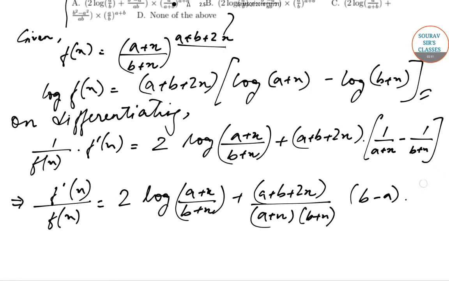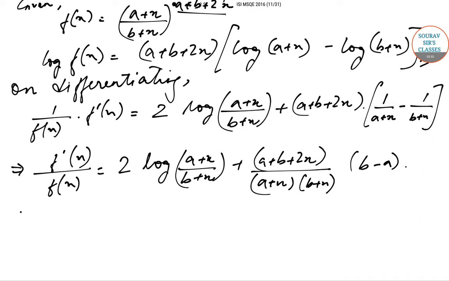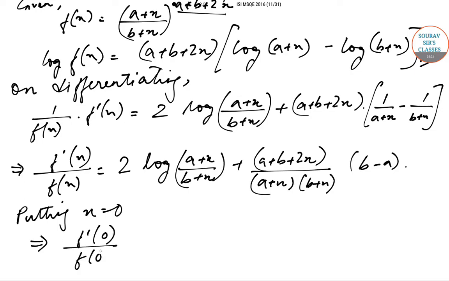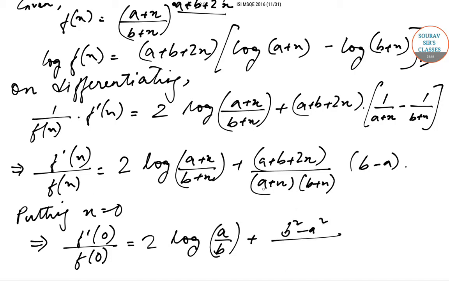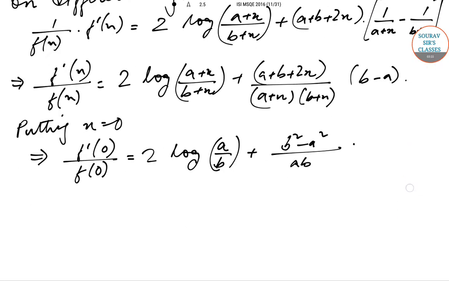Now in place of x, if we put x equal to 0, in that case we get f dash 0 by f of 0 is equal to 2 log a by b plus (a plus b) into (b minus a) upon ab, that will be equal to (b square minus a square) by ab.